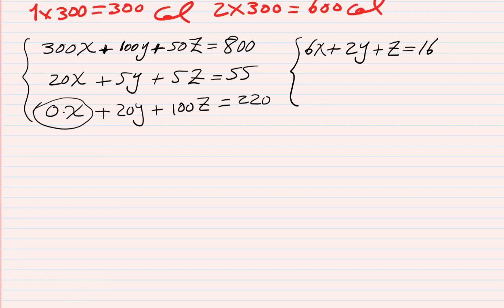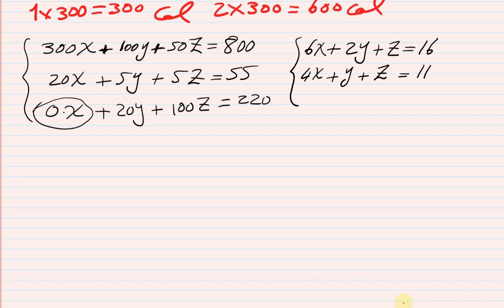Same thing with the second equation. If you look at the GCF of 20, 5, 5 and 55, 5 is the GCF. So in the second equation, I'm going to divide everything by 5. What we're going to get is 4x plus y plus z equals 11, right? Divided by 5.